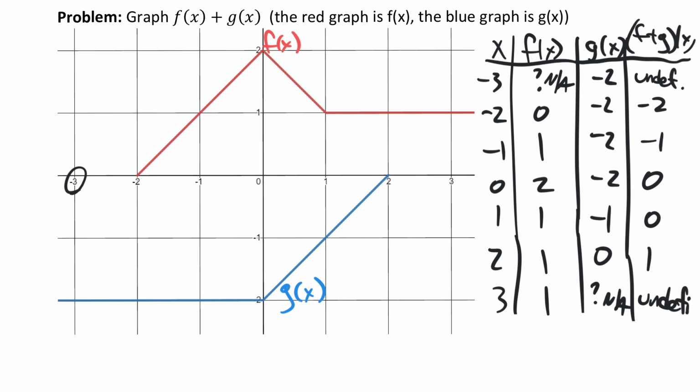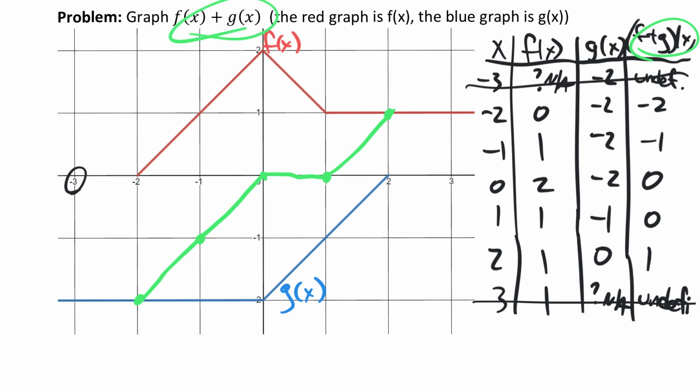So there we go. At 3, we notice that this point is undefined. And at negative 3, this point's undefined. But the rest of the graph is good. So let's go ahead and do that in green. We're going to take this table and we'll graph it. Negative 2, we have a y value of 2. Negative 1 is 1. 0 is 0. 1 is 0. And 2 is 1. So this green graph here represents f plus g of x.